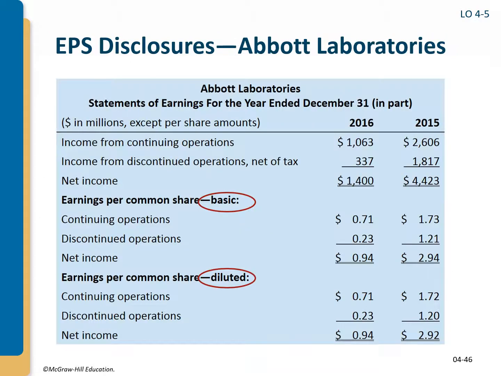So here is for Abbott, their basic and their diluted earnings per share. And it's the same. So they didn't have any in 2016. They didn't have any of those crazy stock options out there. All the stock that could have been sold was sold. But in 2015, it was a little different. They're diluted versus their regular. And you see, only when it's diluted, it goes down, it gets weaker, do we report it.